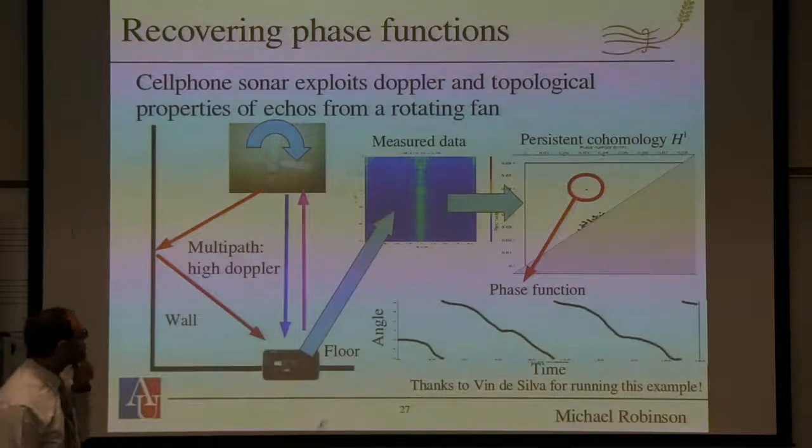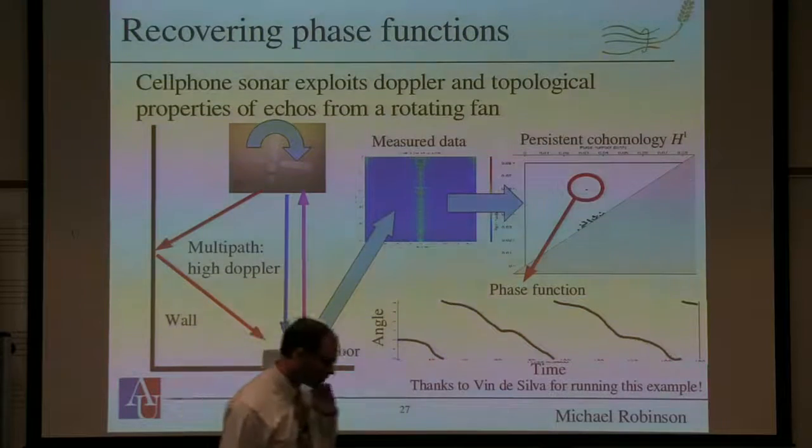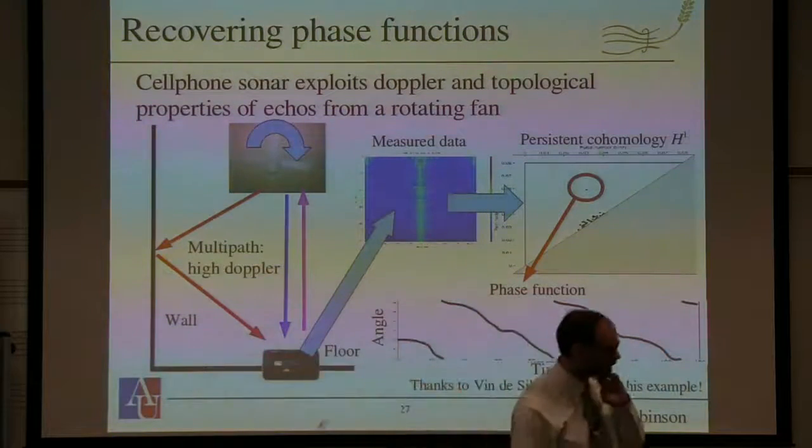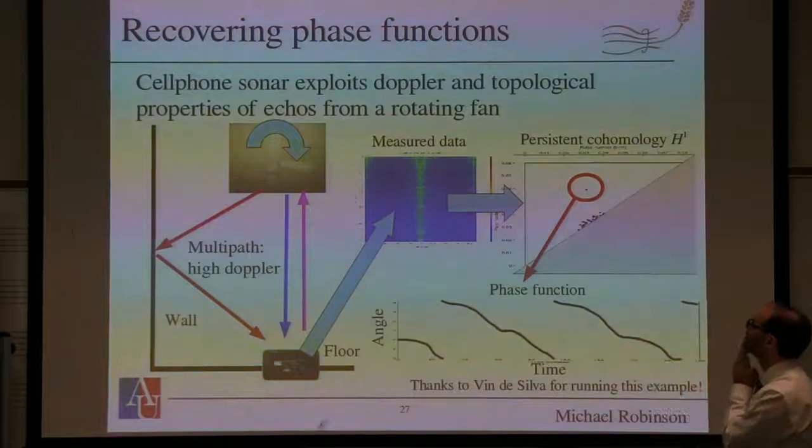So this is a different persistent structure. It's persistent cohomology for finding functions, as opposed to persistent homology for finding physical, topological features in the data.